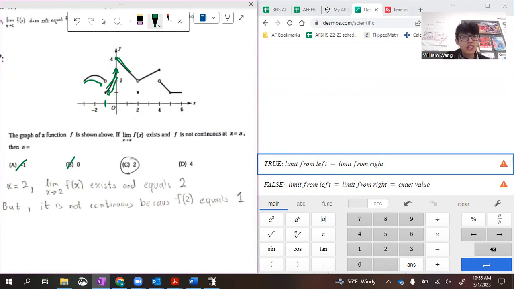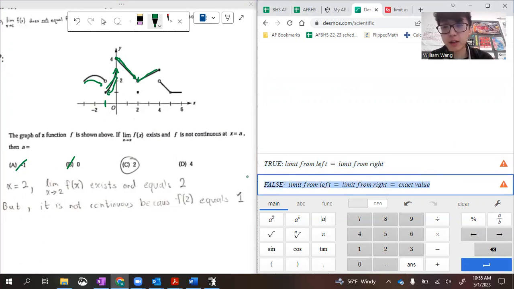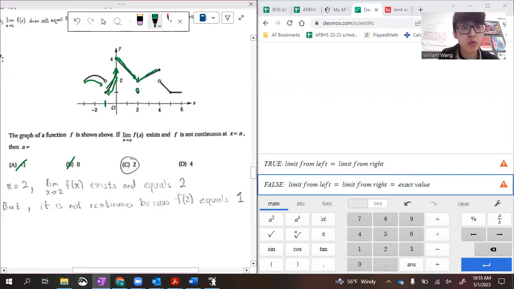All right. Next one, C. The limit from the left is going to 2. The limit from the right is going to 2. Okay, cool. So this is true. So good, that part is true. However, I need to make sure that this is false, because they're asking me to find a point where it's not equal to the exact value. Well, what is my exact value? My exact value is 1. Great. So this is false.